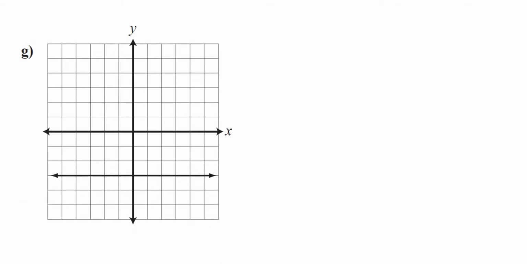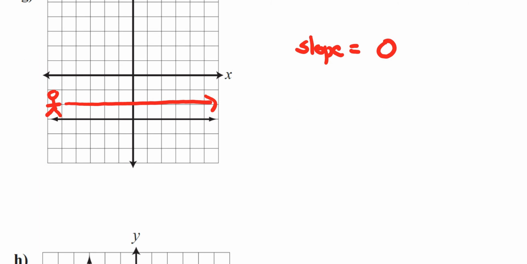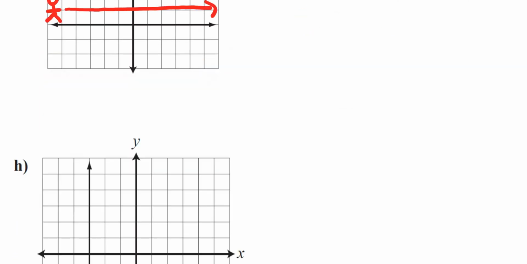Okay, let's move on to letter G. Letter G is a very quick one because if you put your person on the far left-hand side, this person is walking in a straight line. So if you have a straight line, you're not going up a hill or down a hill. You're not doing that, so your slope is going to be 0. So the slope of a horizontal line is always 0.